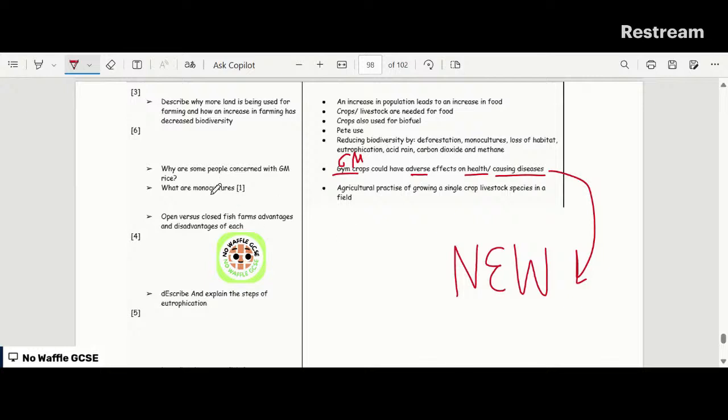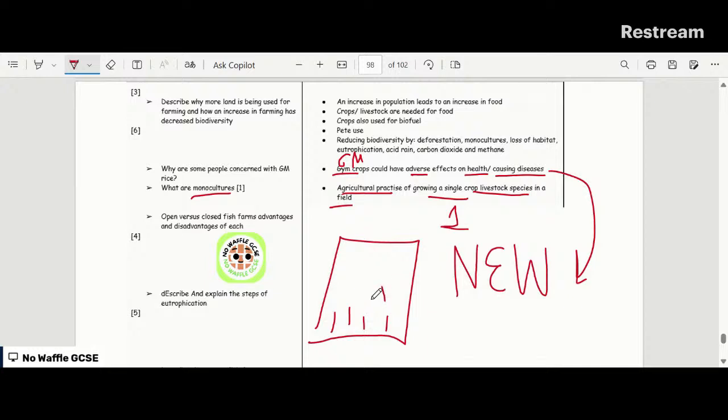Now, next, monocultures. Monocultures are the agricultural practice of growing a single crop or livestock species in a field. Imagine you had an entire field, and what did you grow? You grew, let's say, strawberries. So that's the only thing you grew. This is the idea of specialization because farmers are specializing just for that particular crop. They can then trade that in the markets and get really good at growing that crop.